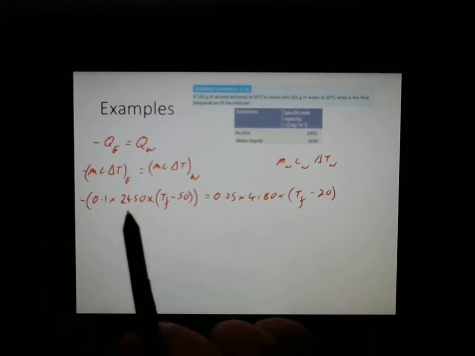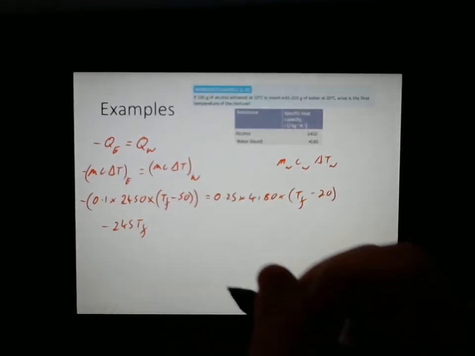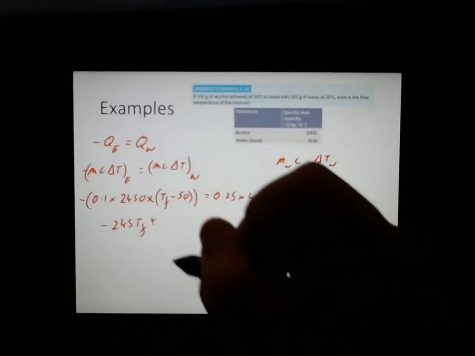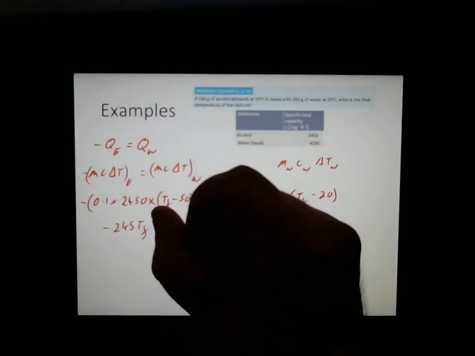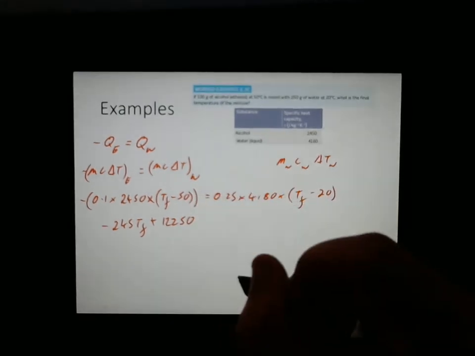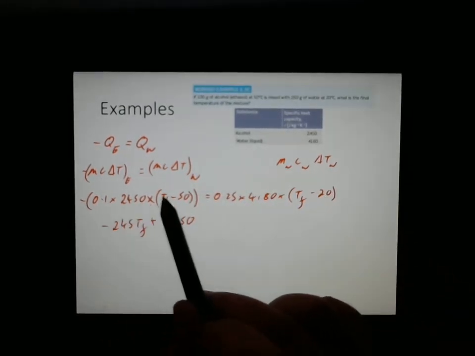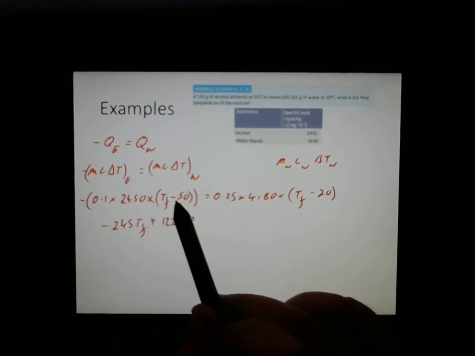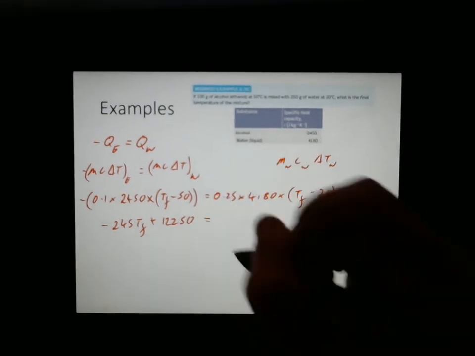So 0.1 times 2450 is 245. So we're going to have negative 245 TF. Negative times a negative is a positive, plus 12250. You can feel free to do this bit in the middle times TF, this bit times the negative 50, and then on the next line after multiply by the negative. But I mean, the math isn't too hard. You can figure out what's best for you in terms of how much working you need to do.